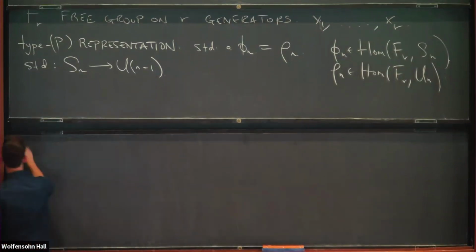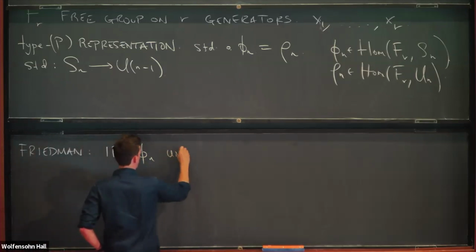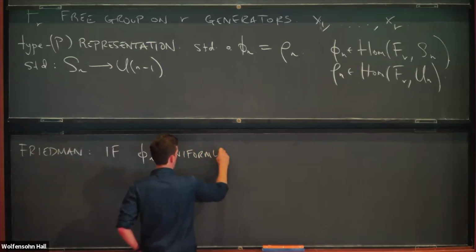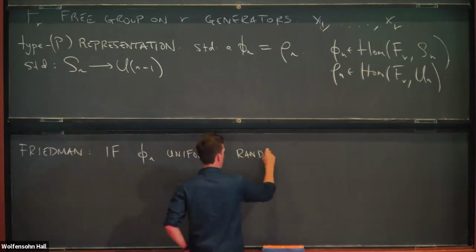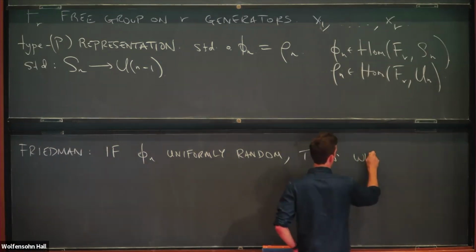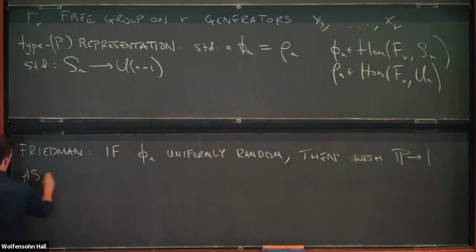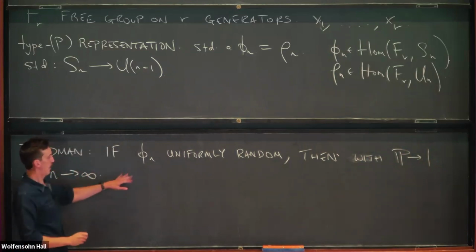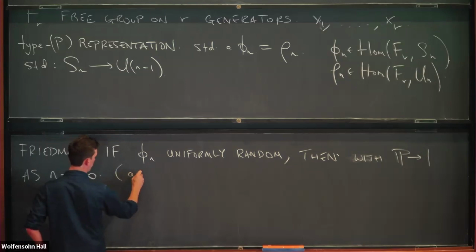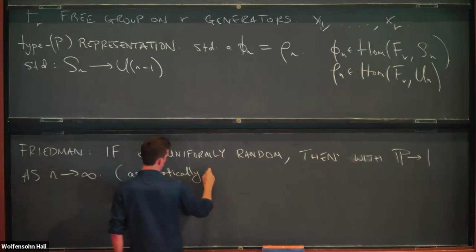So one way to say Friedman's theorem: if phi_n is uniformly random, then with probability tending to 1 as n tends to infinity, which I'll henceforth refer to as asymptotically almost surely, you have the following.